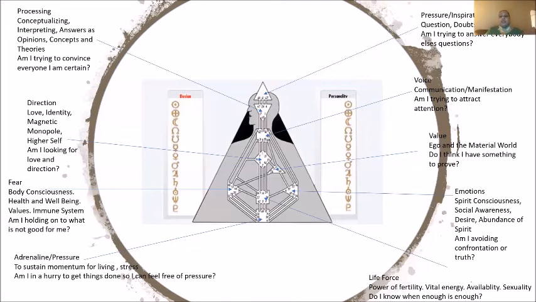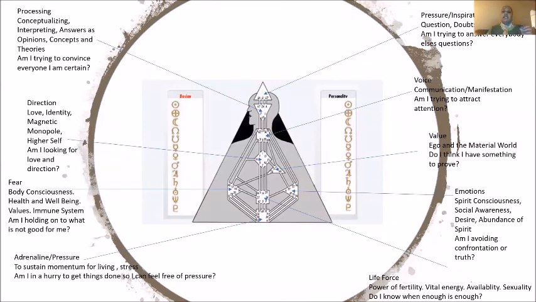To the opposite side of that is your solar plexus, which houses your emotional state. It is your spirit consciousness, social awareness, abundance of spirit. In the middle, the box between those, is your sacral, which holds life force energy. It is the power of fertility, it is vital energy, it is sexuality. And at the bottom is the other pressure center, and that is your root, and it is the home for adrenaline in your system.